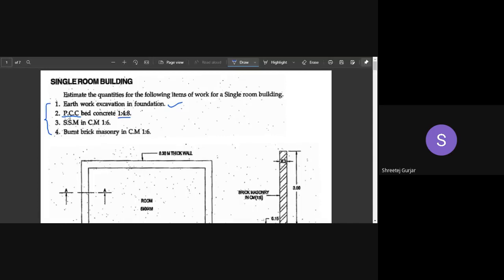Then the next thing, SSM in CM 1:6. What does this mean? SSM means size stone masonry. Remember, it is size stone masonry work, and CM meaning cement mortar work of proportion 1:6. So this we have to estimate next. Then we have been told to estimate burnt brick masonry, BBM, in cement mortar 1:6. Always you have to mention what is the proportion of your cement mortar, so that detail they have mentioned.